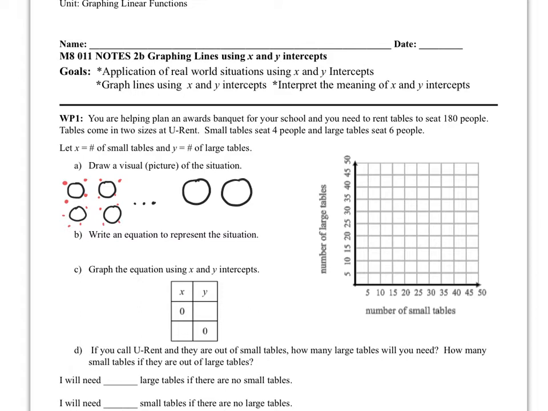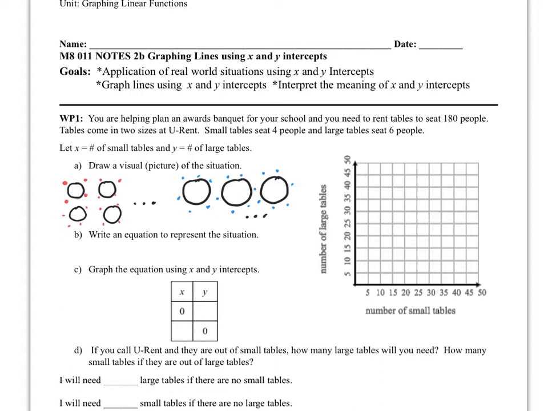Then I could have my large tables. So I want to draw them a little bit bigger. Again, I don't know how many of these I have, but this time I'm going to have 6 people around each large table. And the reason I need different variables, x for small tables and y for large tables, even though they're both tables, is that I could have one number of small tables and then a different number of large tables.